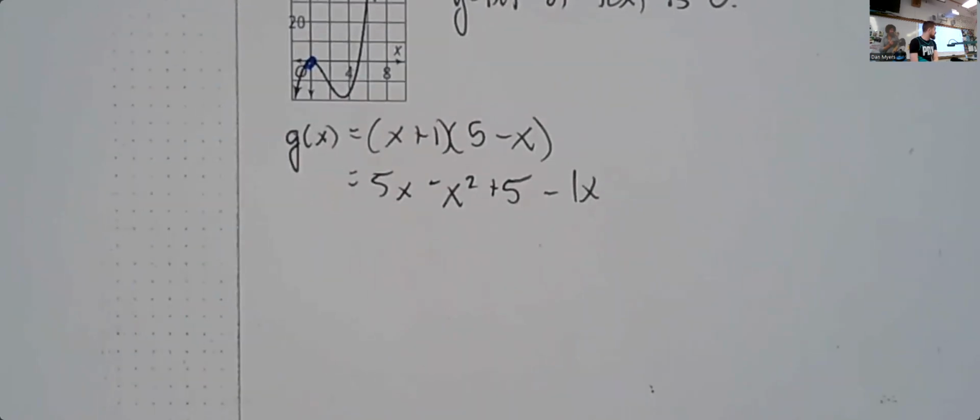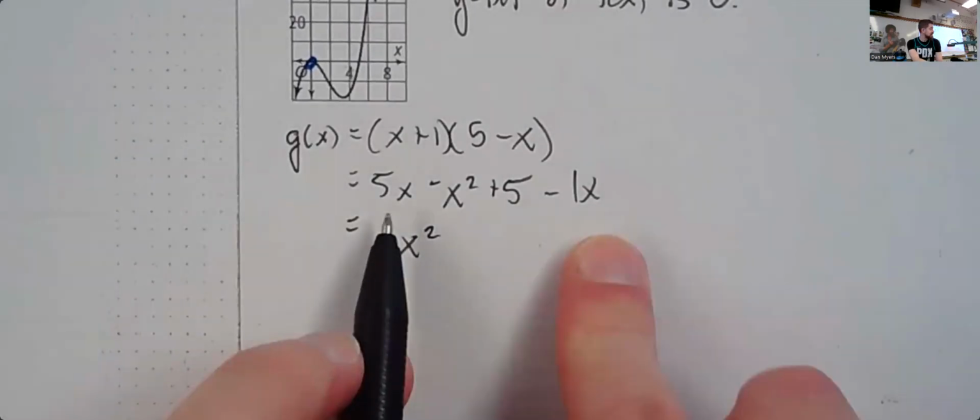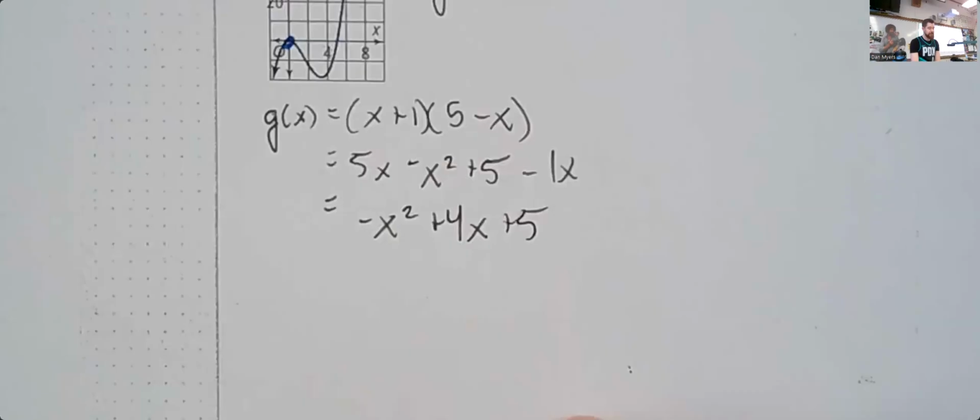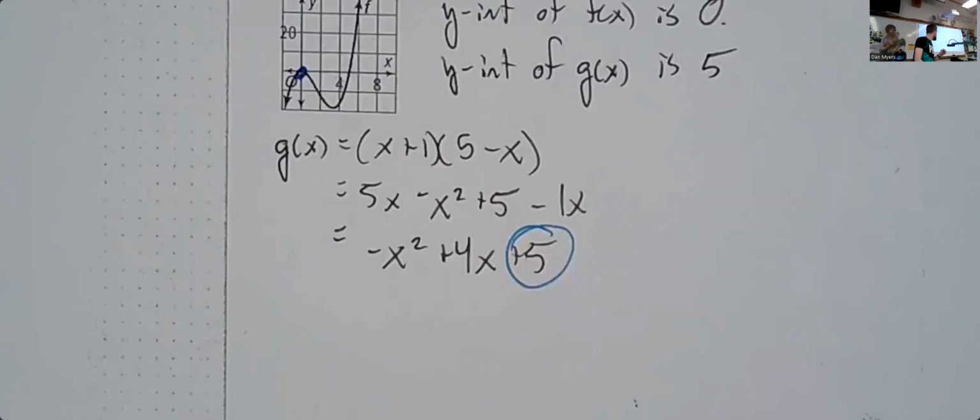And then we need to rearrange these into standard form. So bring the squared to the front, negative x squared. Combine the 5x and the minus x, so that'll be plus 4x. And then at the end, plus 5. So right here, that's our y-intercept. So the y-intercept of g of x is 5.